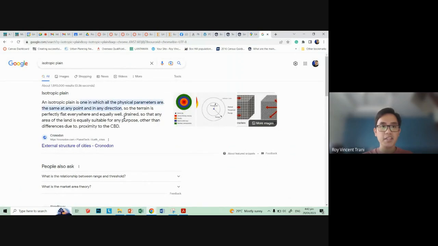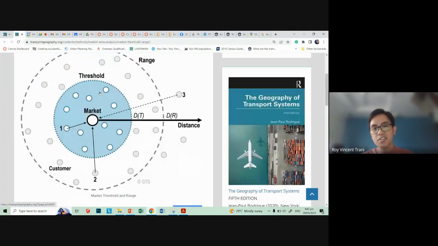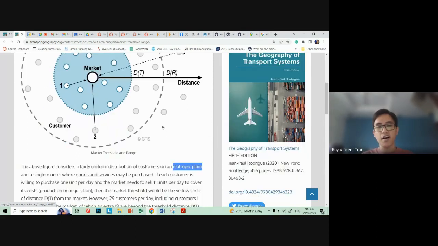Basically, an isotropic plane is one in which all physical parameters are the same at any point in any direction. So the terrain is perfectly flat everywhere and equally well drained, so that any area of the land is equitably suitable for any purpose other than differences due to proximity to the CBD. So it's a concept where, on an isotropic plane, there's no difference, everything is flat, anything can happen. The idea is all of these spaces, from dt to dr, the distances, are all the same. Nothing is different.